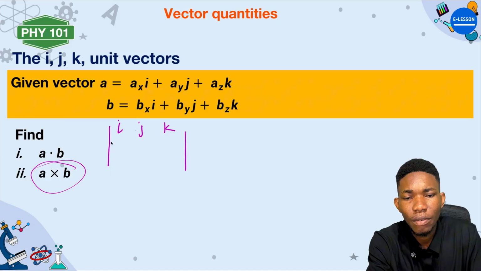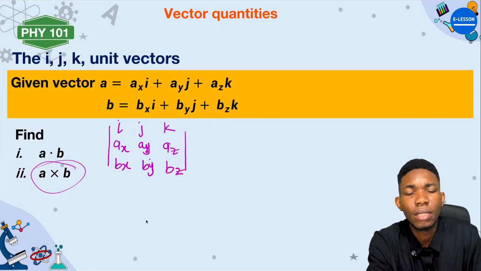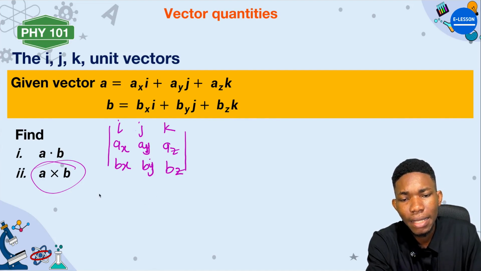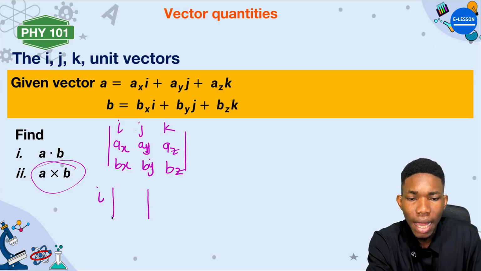For A, what do you have? Under your I, you have AX. Under this one, you have AY. Under this one, you have AZ. For B, under I, you have BX. Under J, you have BY. And under K, you have BZ. If you now say find A cross B, my dear student, this is what you are going to do. Take I, write I out. Rule another two lines. I is always positive, so you take I out.